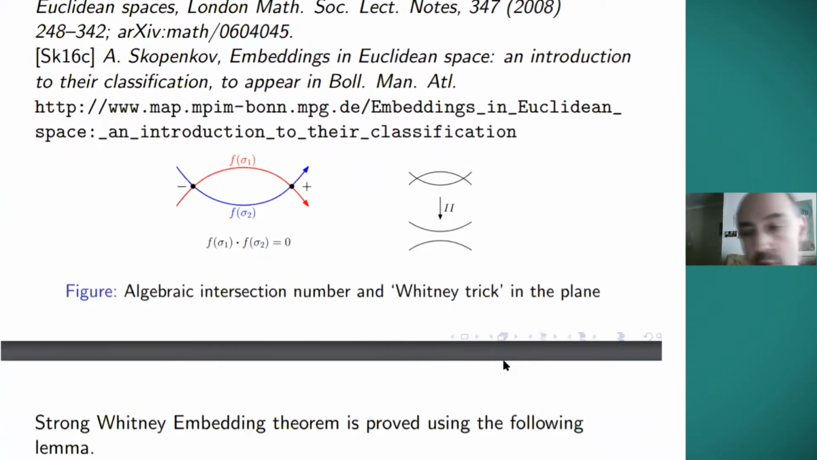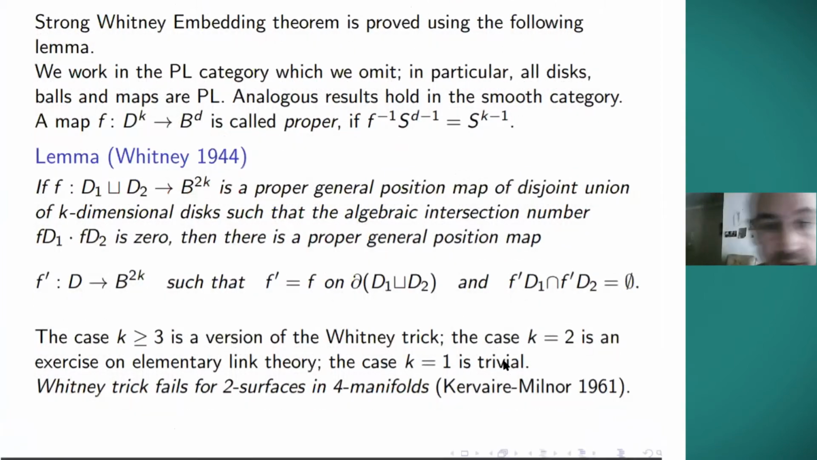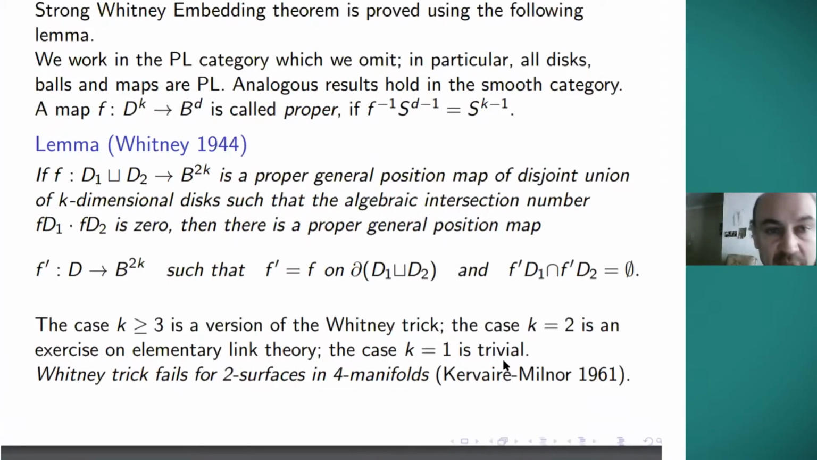And in order to motivate the higher multiplicity Whitney trick, let me state the double Whitney trick lemma. For the purpose of this short talk, we don't mind the category, but formally we work in the PL category. A map from a disk to a ball is called proper if the preimage of the boundary is the boundary. And of course, a disk is the same as a ball, but just to provide intuition, by disk I call a lower dimensional ball, and by ball I call a high dimensional disk.